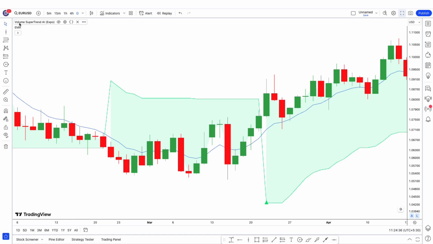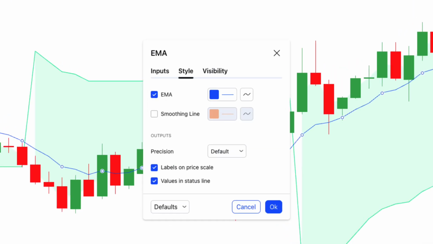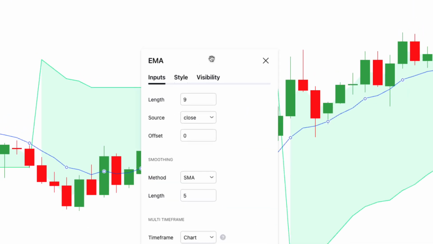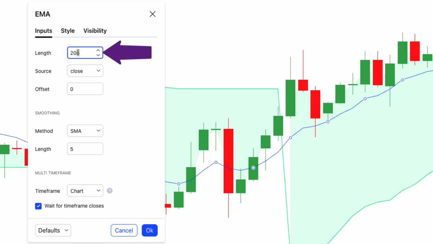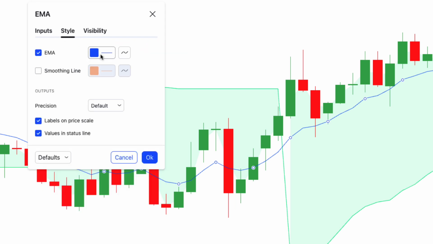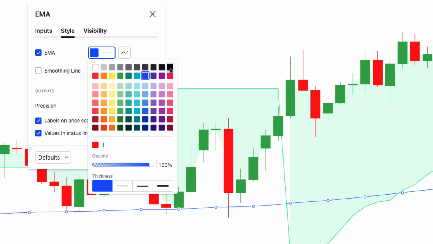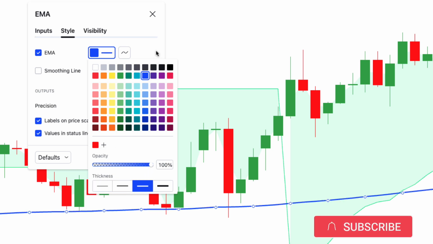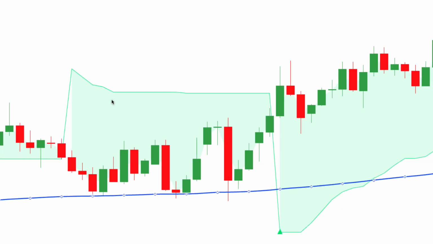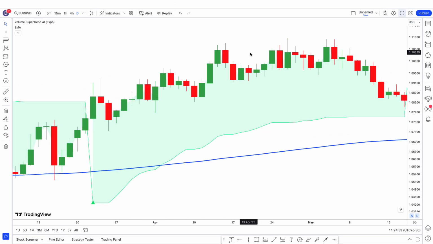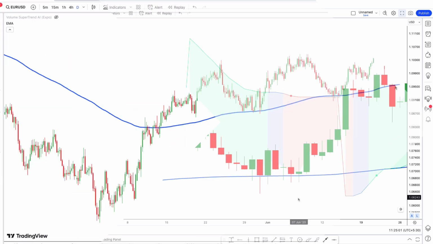Double-click on it to access the settings icon. Then on the Inputs tab, change the length to 200. Then on the Style tab, change the color to whatever you want for more visibility. After that, click OK. The moving average is going to be used to identify long-term trends in the market.